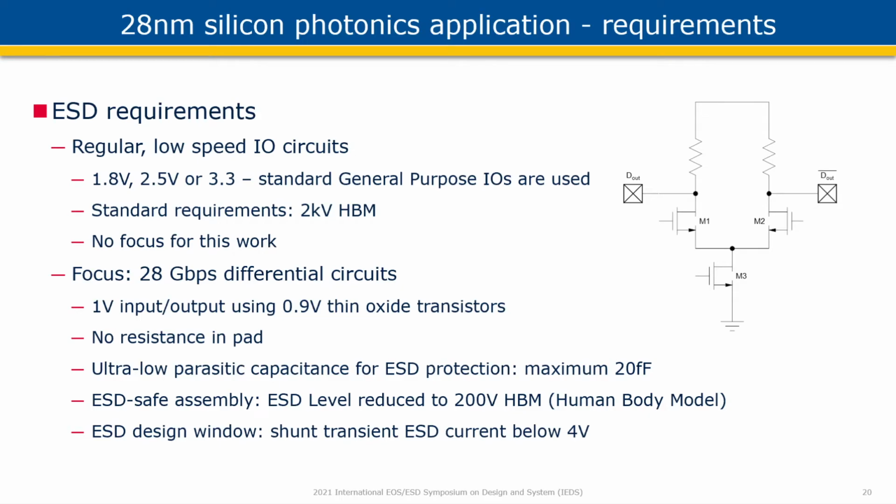Rather, our work focuses on 28 gigabits per second differential circuits with the following characteristics: 1 volt IO with 0.9 volt thin oxide transistors, ultra-low parasitic capacitance with a maximum of 20 femtofarads of parasitic capacitance, ESD safe assembly with ESD level reduced to 200 volts HBM, and an ESD design window modified to shunt transient ESD current below 4 volts.